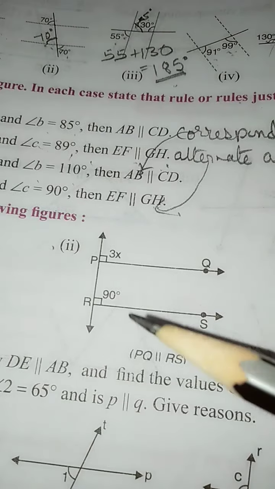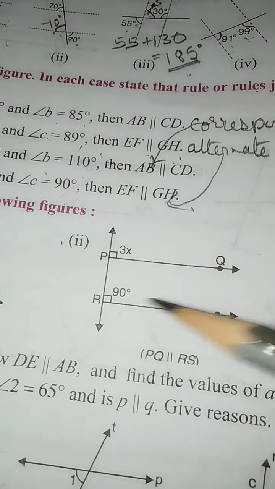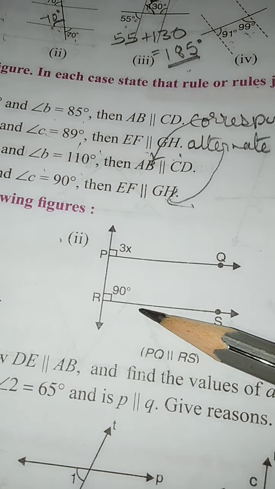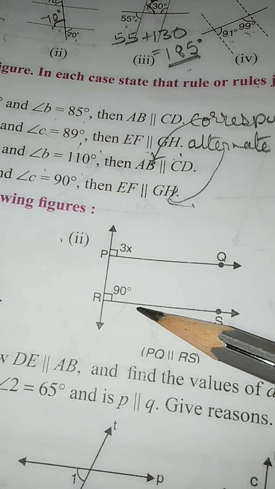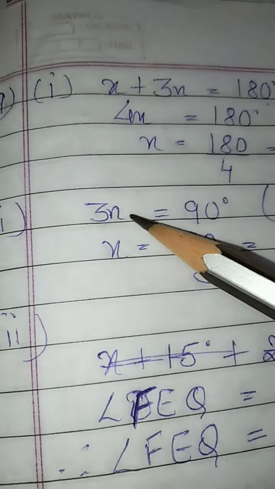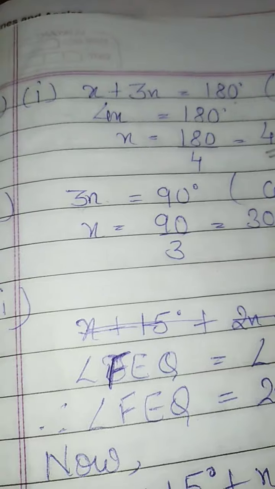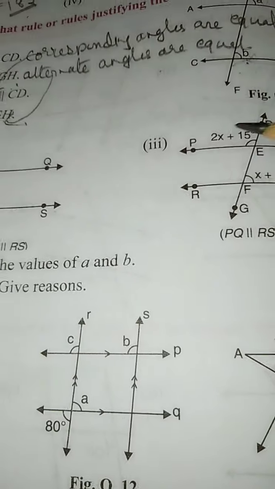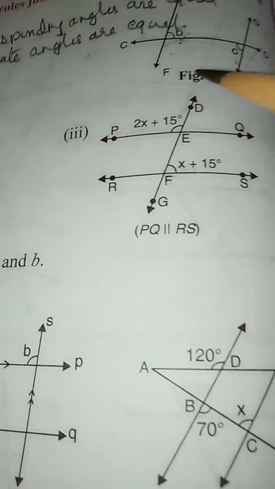Now here, second diagram. These two are parallel lines. It is 3x, it is 90. These two are corresponding angles. So corresponding angles are always equal when the lines are parallel. So let us equate them. 3x equals 90, so x equals 30 degrees. Okay. Now let us see the third diagram.